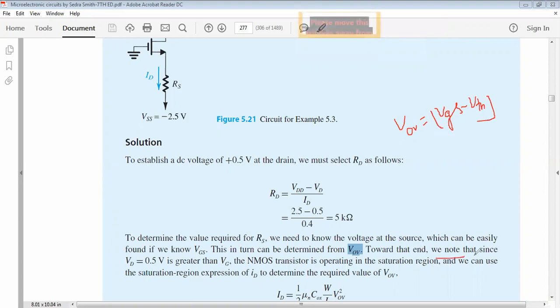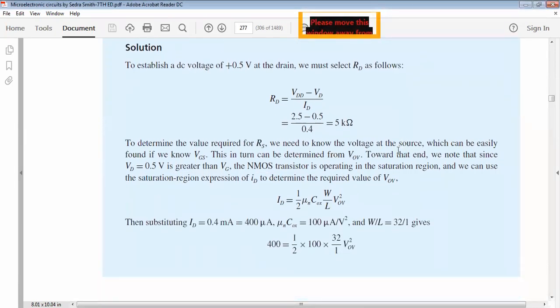One more thing is, we note that since VD, equal to 0.5, is greater than the gate voltage, and your gate voltage is ground, the NMOS transistor is operating in the saturation region. So we can use the saturation region expression for ID to determine the required value of VOV. What is VOV? VGS minus VTH. In this expression, we have to find out the VGS, right? The threshold voltage is already given.